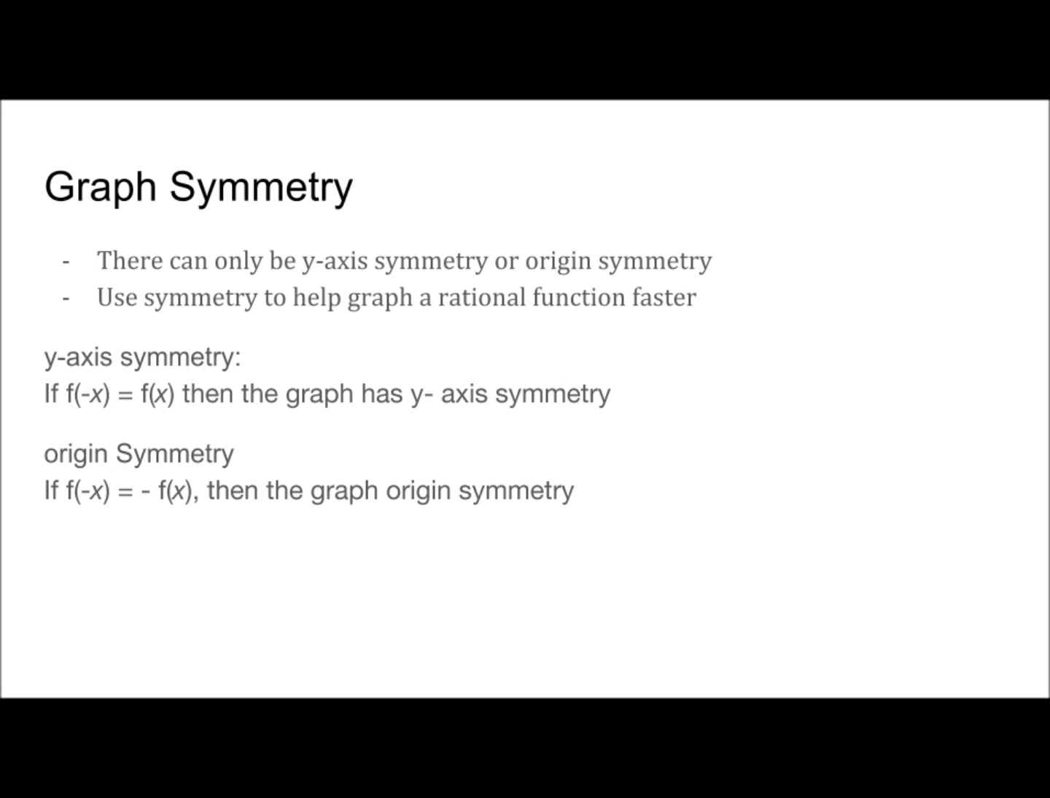For rational functions' symmetry, it can only have y-axis symmetry or origin symmetry. We use the symmetry to help graph a rational function faster. For y-axis symmetry, if f of negative x equals f of x, then the graph has y-axis symmetry. For origin symmetry, if f of negative x equals negative f of x, then the graph has origin symmetry.